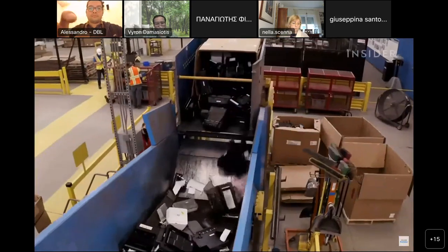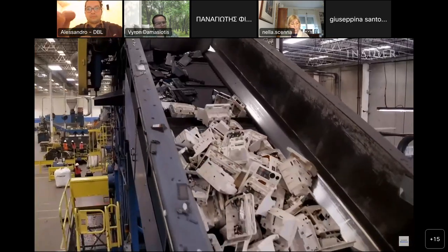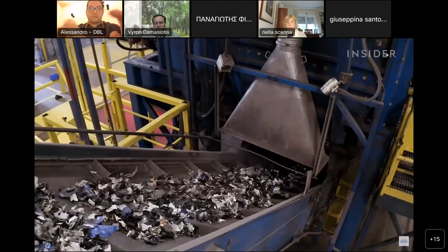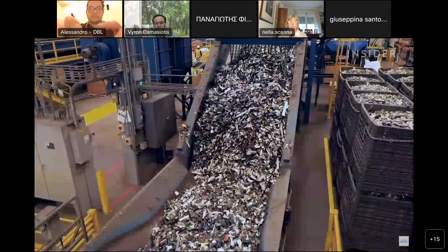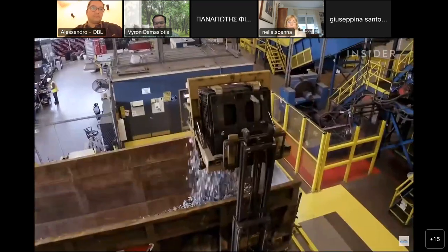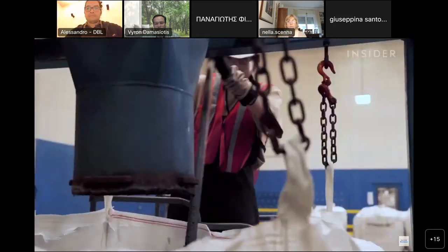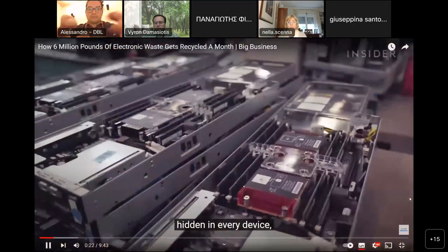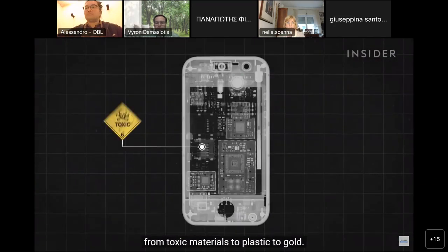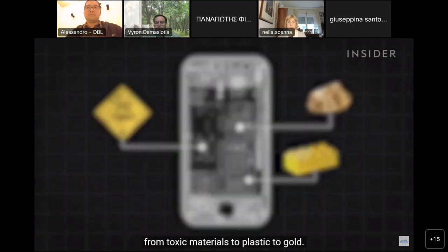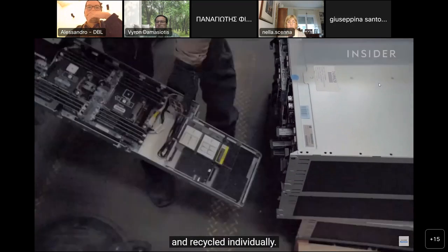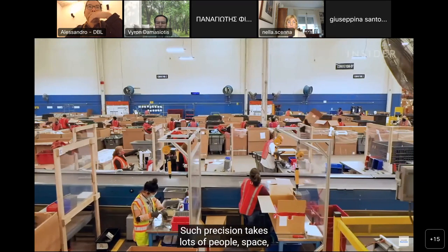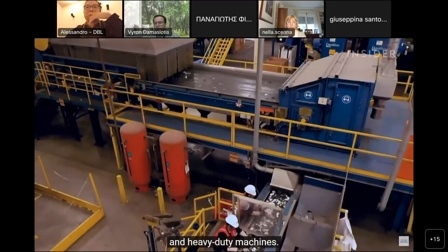These are old printers, computers, and phones, and this machine's shredding them to be recycled. Only about 17% of all electronic waste ends up like this. It's very hard to recycle electronics. They're not designed to be recycled. There are hundreds of tiny pieces hidden in every device, from toxic materials to plastic to gold, and they each have to be separated and recycled individually. Such precision takes lots of people, space, and heavy-duty machines, with a good deal of feminine power.